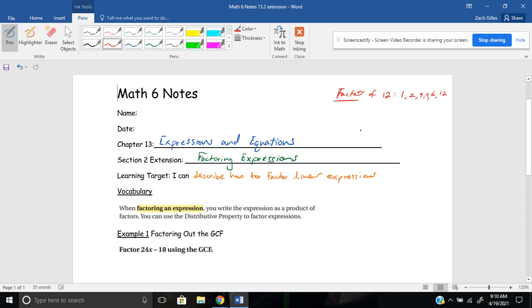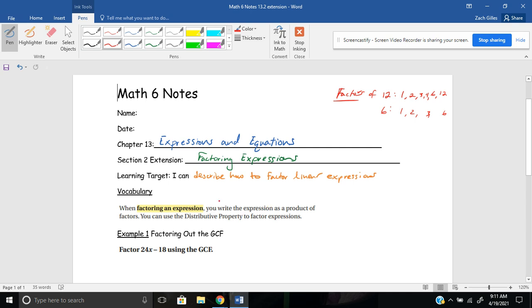We talked about the greatest common factor. So if we had two numbers like factors of 6 and 12, 1 times 6 and 2 times 3, what's the greatest common factor that these two numbers have? Well, 6. Okay. So hopefully your mind takes you to something along those lines when we're talking about factors. Now, how does that relate to today? Well, for our vocab, it says when factoring an expression, you can write the expression as a product of factors. You can use the distributive property to factor expressions.